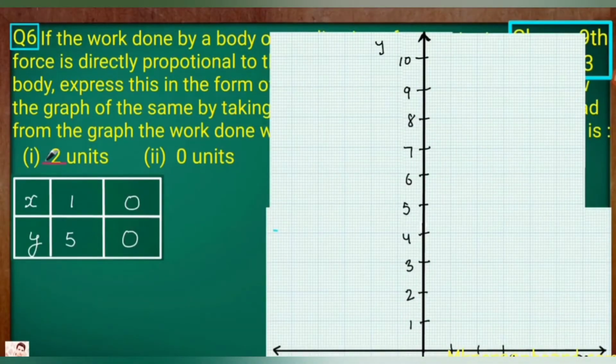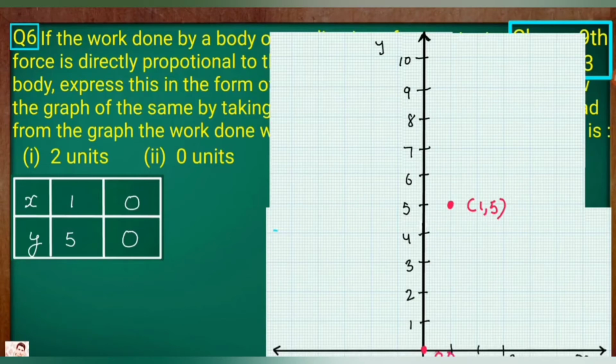So this is our Cartesian plane. Now let's mark the points in the given graph. The first solution is (1, 5). So the x coordinate is 1 and the y coordinate is 5. Just draw a perpendicular line from both axes. The intersecting part is our point. So this is our point (1, 5). And this is our point (0, 0), that is the origin.